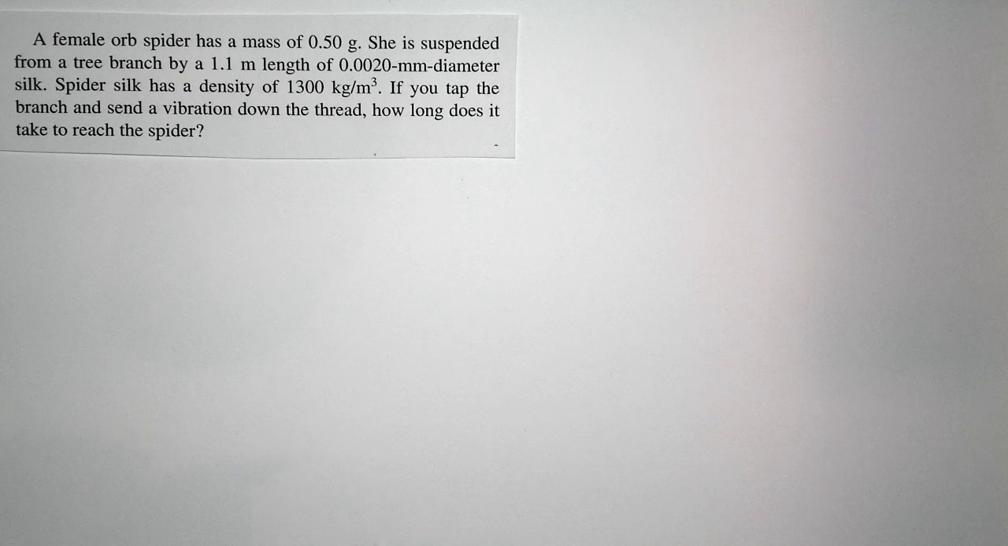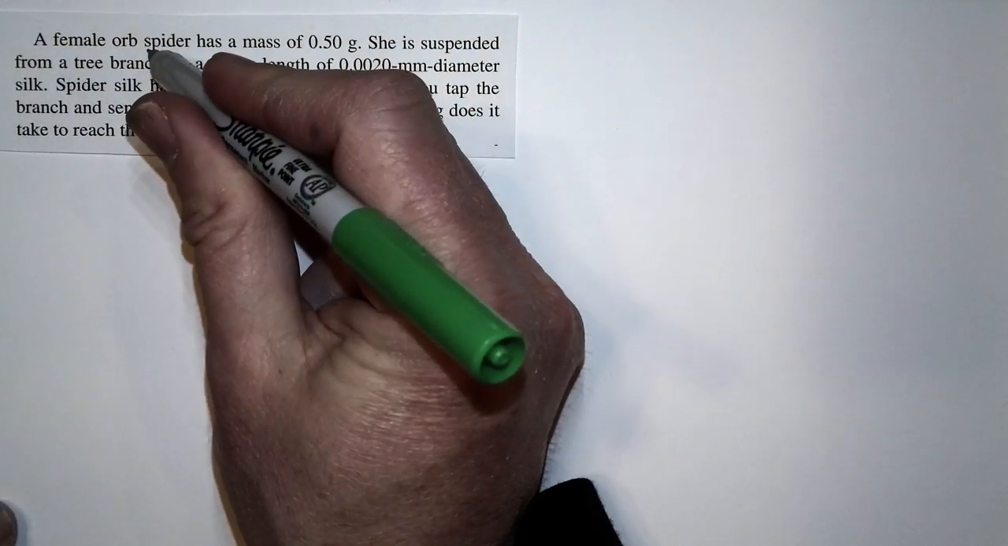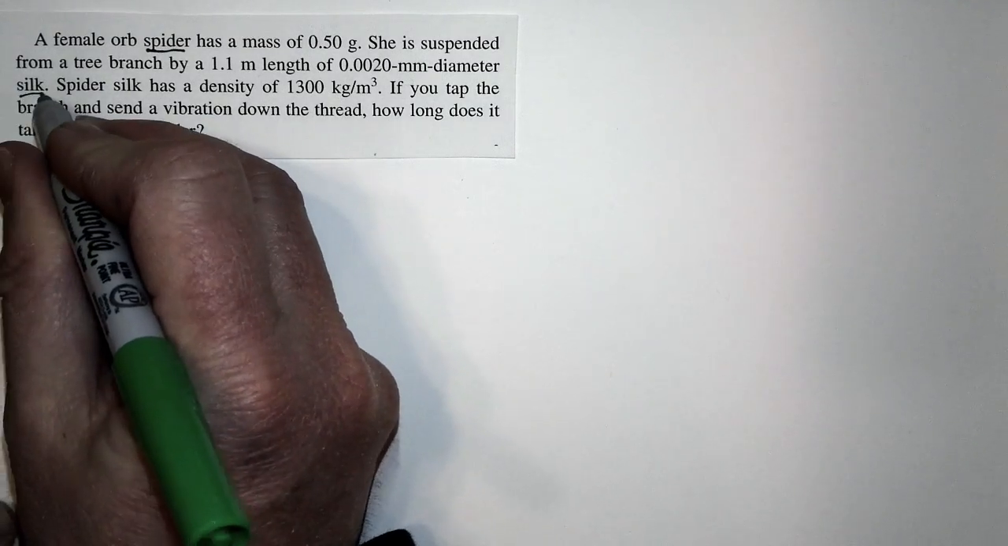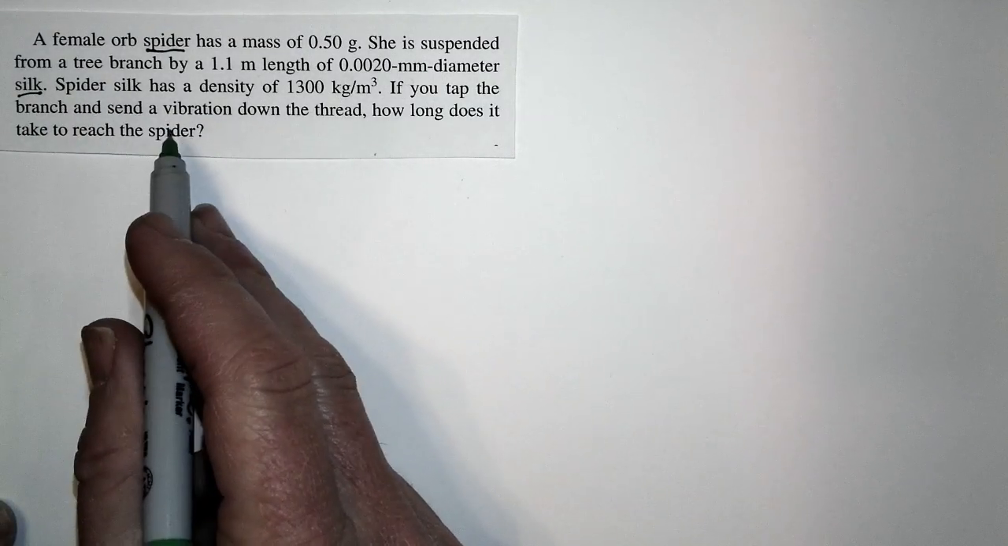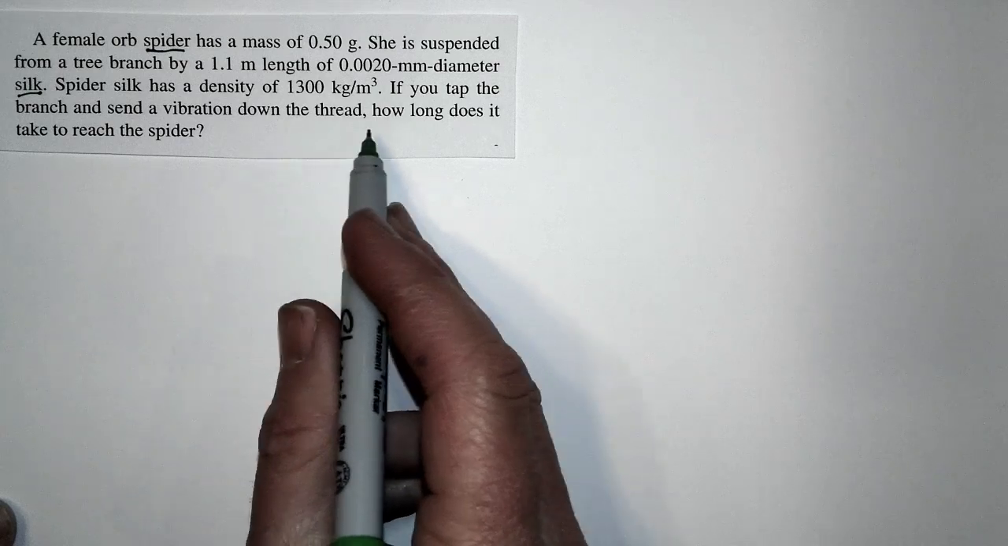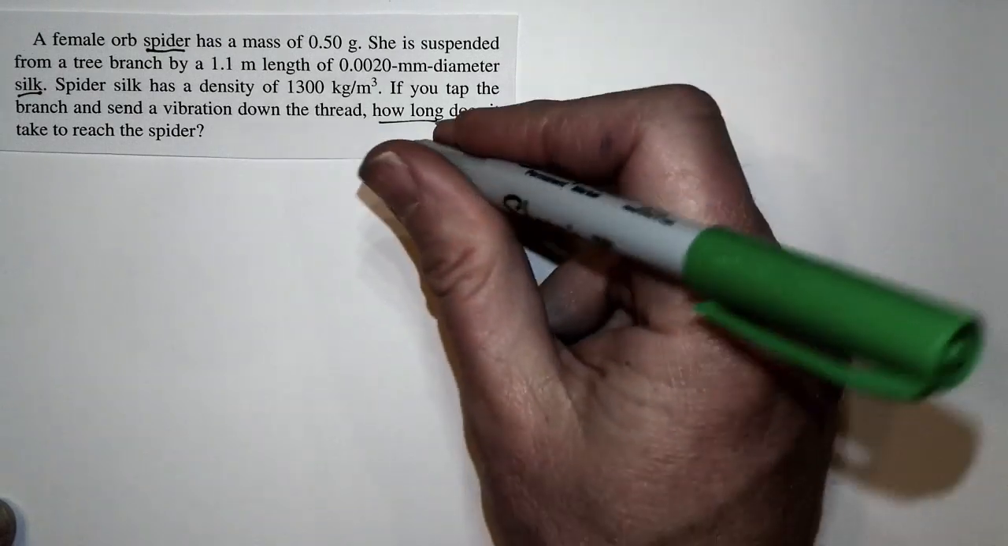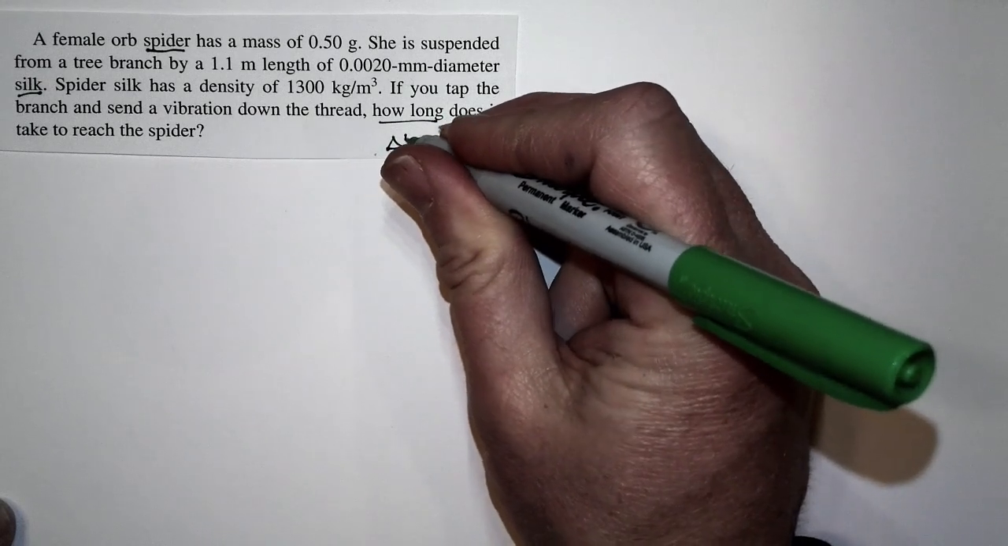Let's take a look at what this problem's asking. There's a spider that's suspended from a tree branch by a piece of silk. Now you tap the branch and send a vibration down the thread, down that piece of silk. And the question is this: how long does it take to reach the spider? So we're looking for a time interval.